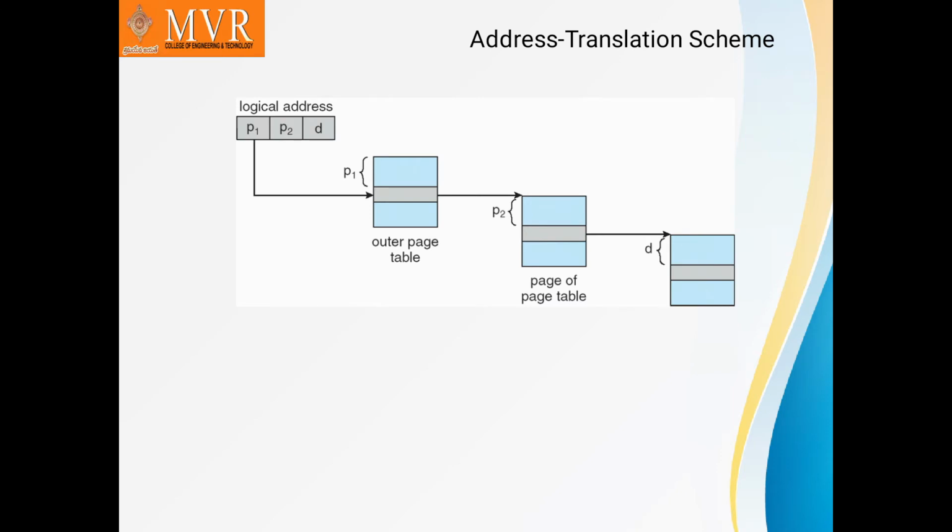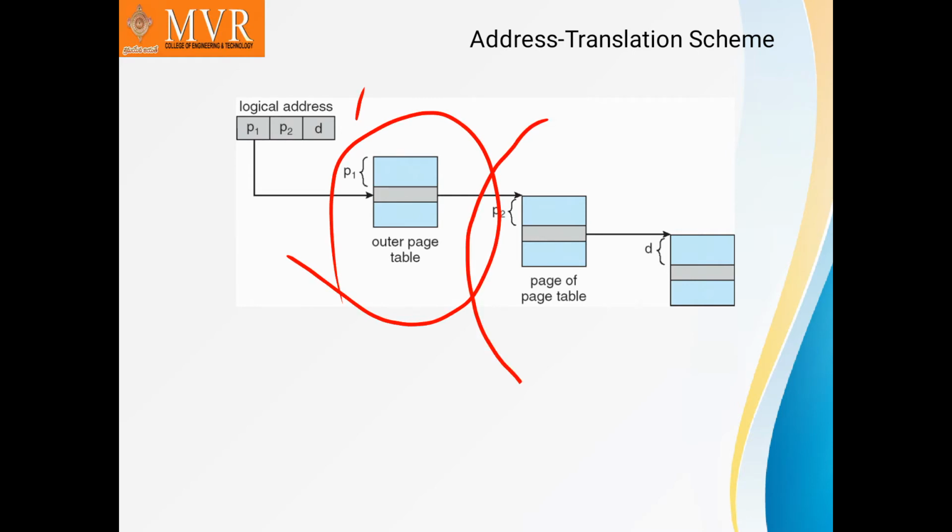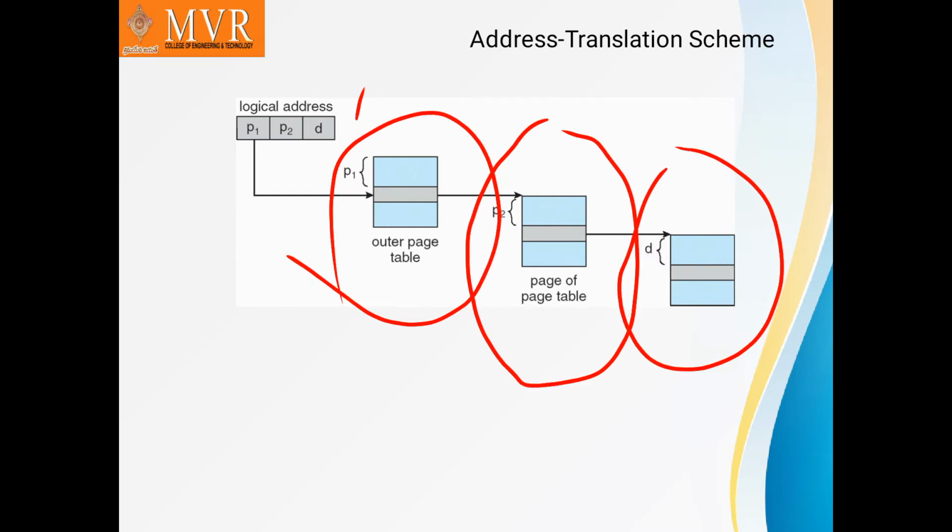The address translation scheme. See here in this picture how the address will be translated. The logical address is P1, P2 and D. P1 has 12 bits, P2 has 10 bits and D has 10 bits. D means offset, P1 means outer page and P2 is the inner page. The P1 of the outer page table will be mapped to a page, and that page table is mapped with P2, and then the offset will be added. So this is the address translation scheme.